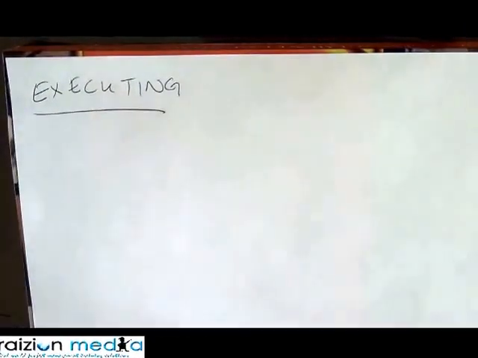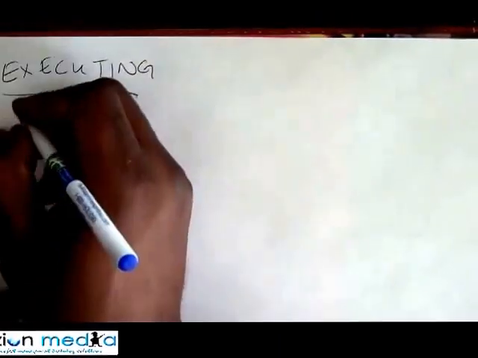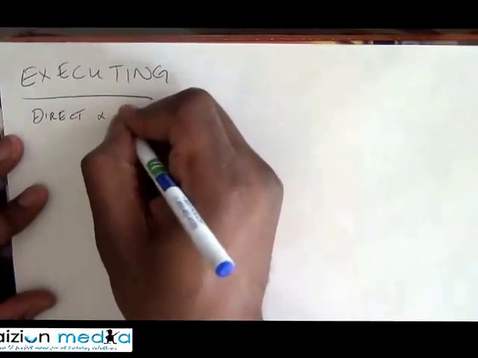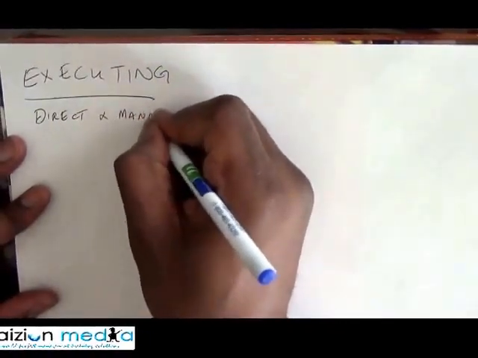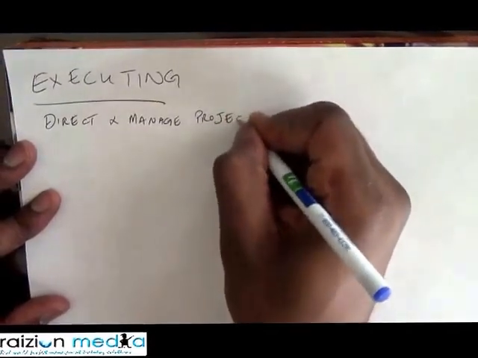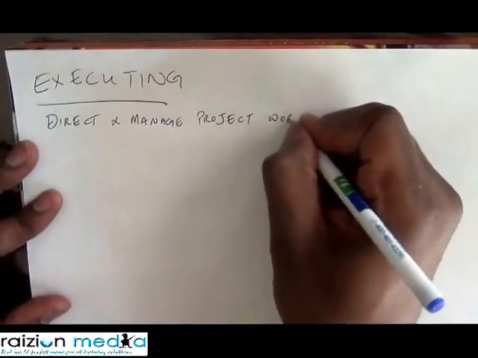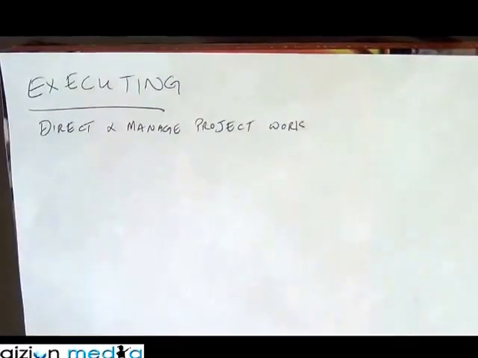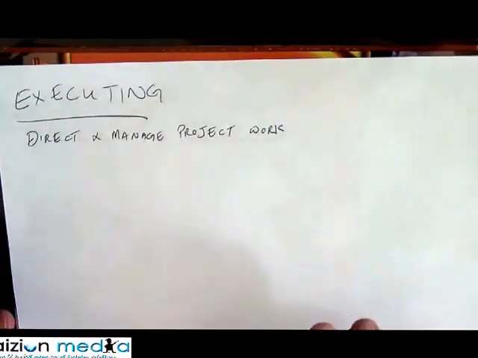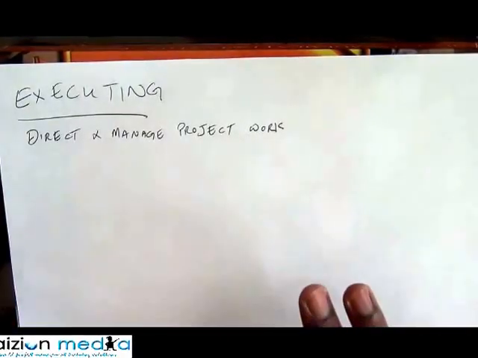In executing, what have you got? The first thing you need to know in executing is the first process. And the first process in executing is direct and manage project work. Hopefully you remember that. Now, direct and manage project work is a very important process. There's some key things about this process that I would like to address.